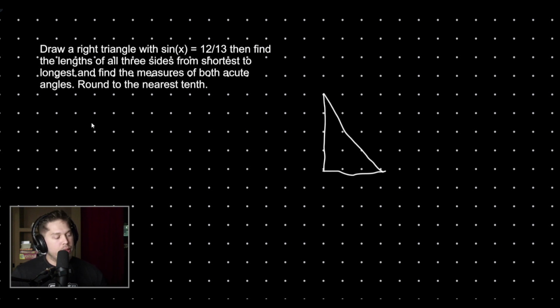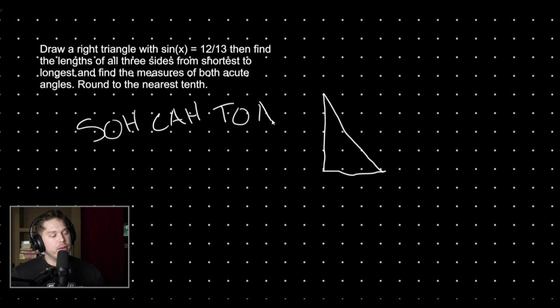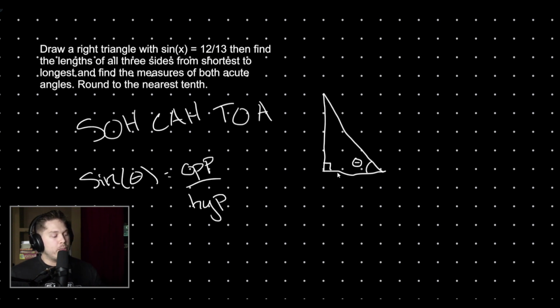Well, we need to remember SOH-CAH-TOA for our trigonometry. What does the SO part of SOH-CAH-TOA mean? It means the sine of some angle theta is equal to the opposite over the hypotenuse. So in our right triangle, if we have some angle theta, then the opposite side must be 12, and the hypotenuse must be 13.